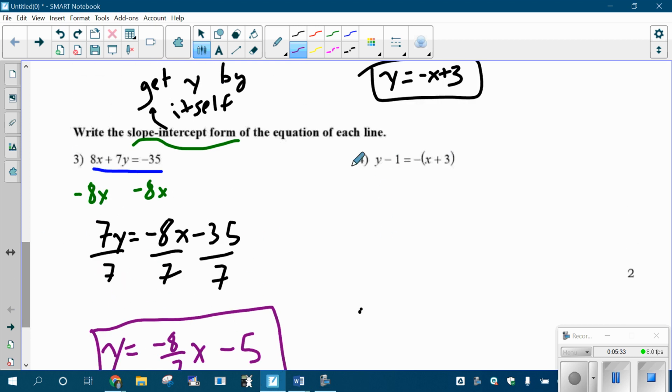Why don't you give this one a try? Get the y by itself, and specifically make sure it looks like y equals number x plus number. I'll give you a hint. Distribute the negative first. Okay, go ahead and pause and give that a try.